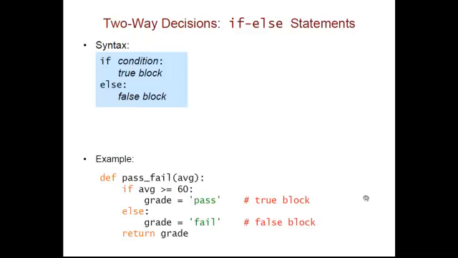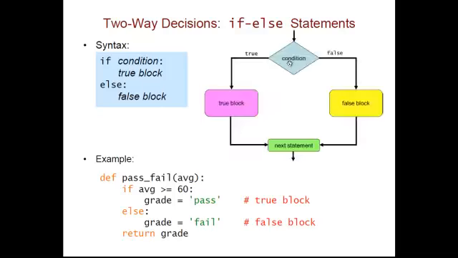Sometimes, rather than just choosing whether to do something or not, we want to choose between two options. And for this, we can expand our if statement to include an else component, also with a colon after it, and then another block of statements which I'm calling a false block. So if the condition is true, we're going to execute the true block. Otherwise, we're going to execute the false block. And so you can see that the flowchart is a choice between two options. Either the true block, which again is one or more statements, or the false block, which can be one or more statements. And it's all based on whether the condition is true or not.